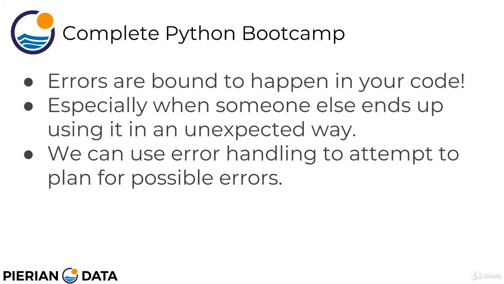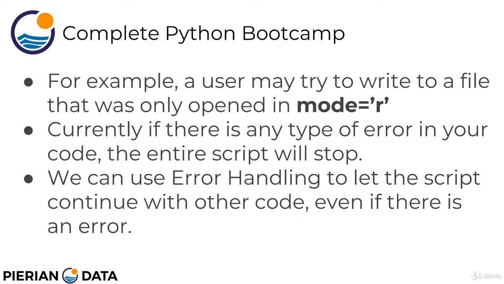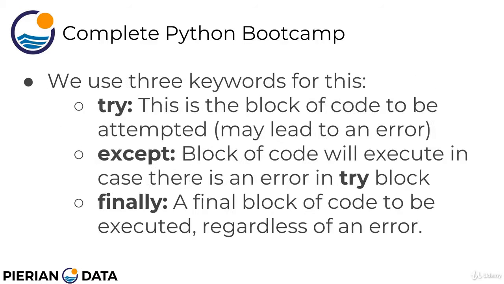We can use error handling in an attempt to plan for possible errors that may arise in our code in the future. For example, maybe in some part of your code you try to open up a file. So later on, someone else is using your code, and the user may try to actually write to the file when it was actually only opened with the mode R for reading. Currently, if there's any sort of error inside our programs, the entire script's going to stop and we get back some sort of error statement. We can actually use error handling to let the script continue with the other code and report the error.